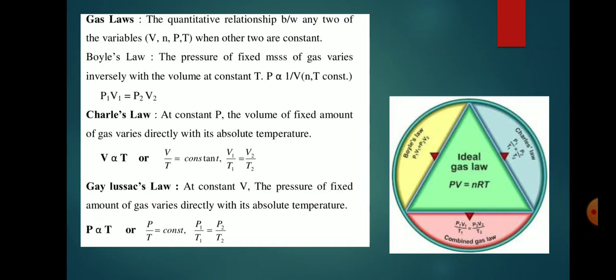The pressure of fixed mass of gas varies inversely with the volume at constant temperature. Pressure is inversely proportional to volume when number of moles and temperature are kept constant. P1 V1 is equal to P2 V2.